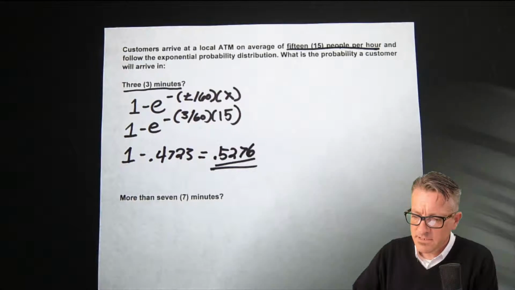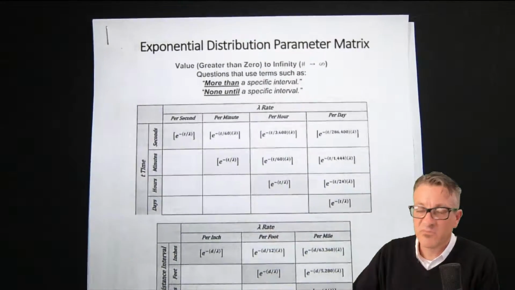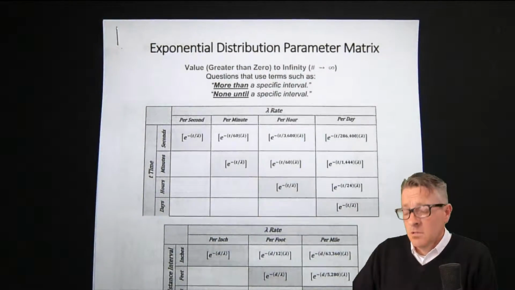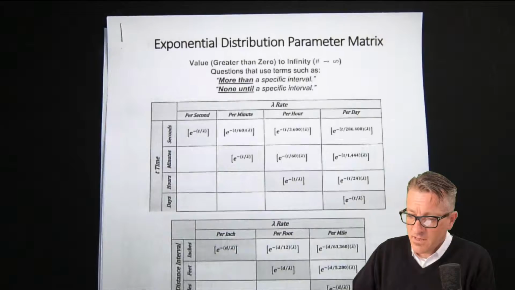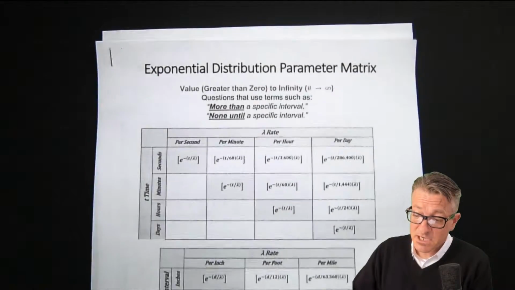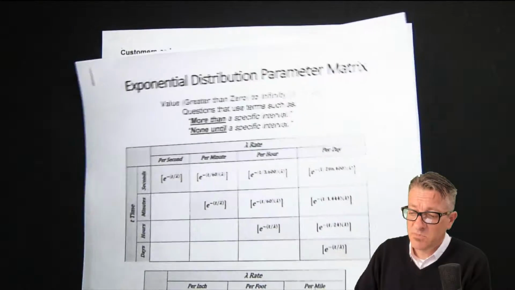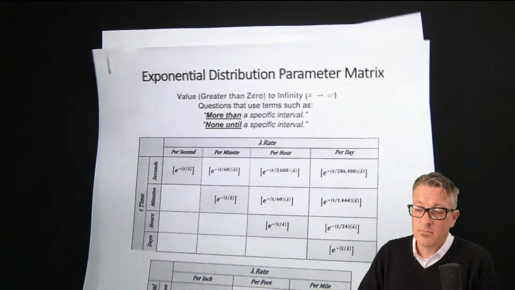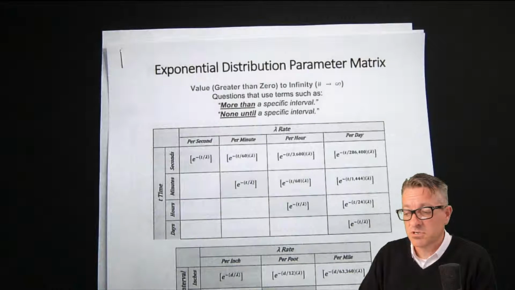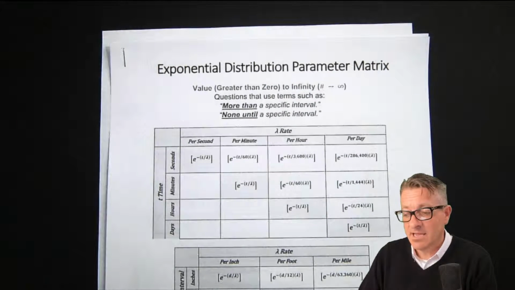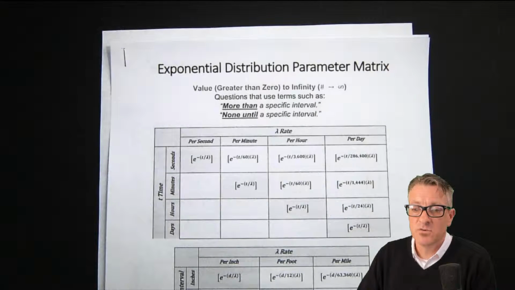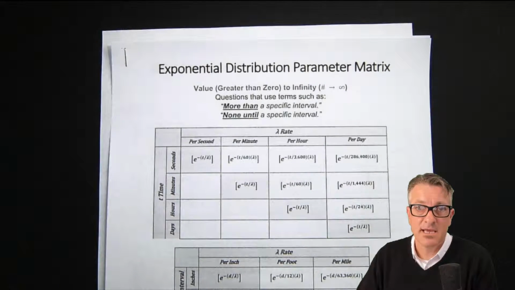And I'll link this table in the notes for this video. So this is a table that I made up, and there's actually 6 tables, I guess, but there's 3 pages, and each page has an exponential probability distribution table for time and for distance, because sometimes things have to do with, say, tires.